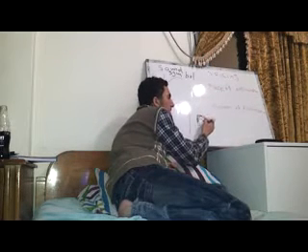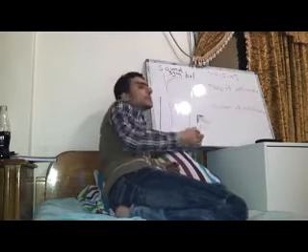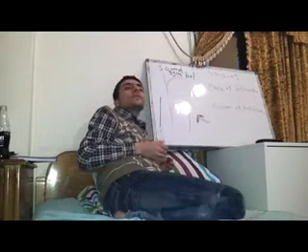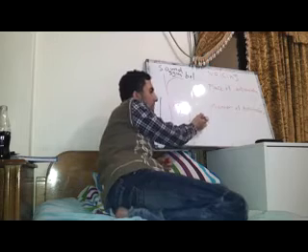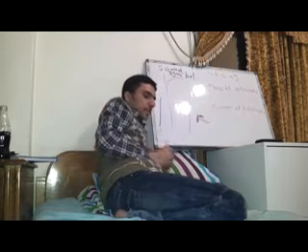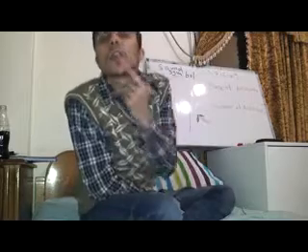Where is the tip of the tongue? This is your tongue. Raise the tip of the tongue like this, and let it touch the upper part of the alveolar ridge, like this.